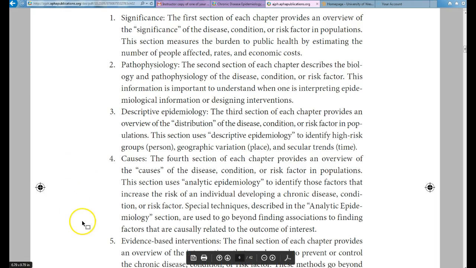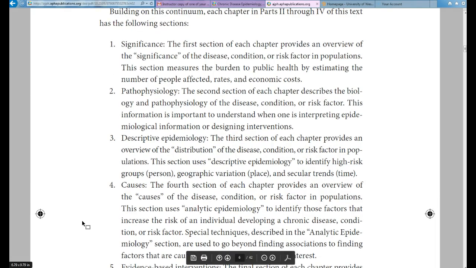So hopefully that gives you a little bit of direction, helps out some of the groups to make sure that they are covering these descriptive pieces here on the screen, these 5 areas, which are going to give you information about your specific disease. So for instance, if we're looking at descriptive epidemiology, regardless of what your topic is, the 3rd section within that particular chapter provides an overview of the distribution.